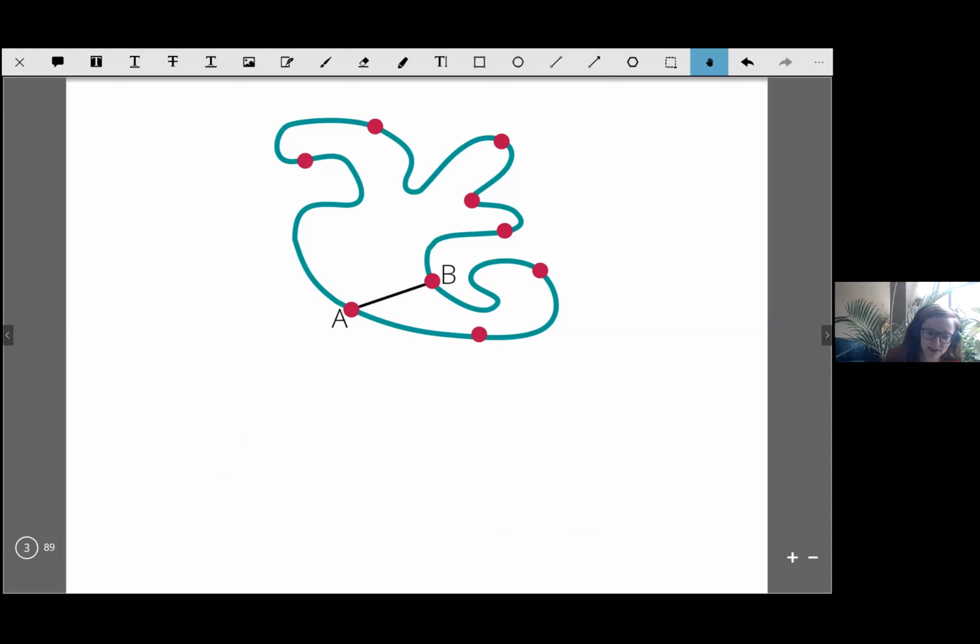And from there, we say that 2 points A and B are mutually visible if the open line segment between them is contained in the interior of the Jordan curve. And that defines a visibility graph.